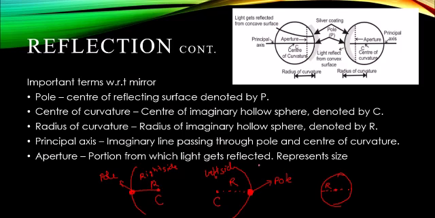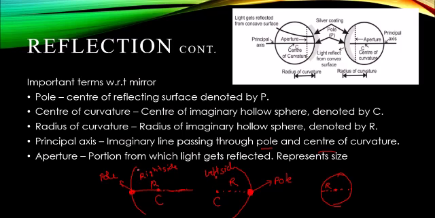Next, we will talk about the principal axis. It is the imaginary line passing through the pole and the center of curvature. This whole imaginary line we draw forward is known as the principal axis. The radius of curvature, when it is taken forward, is known as the principal axis. In both the cases you will be aware of right side, left side.